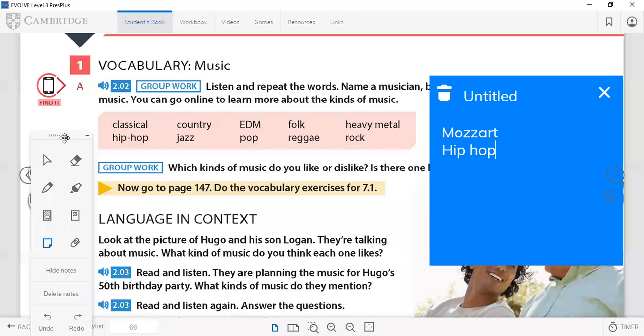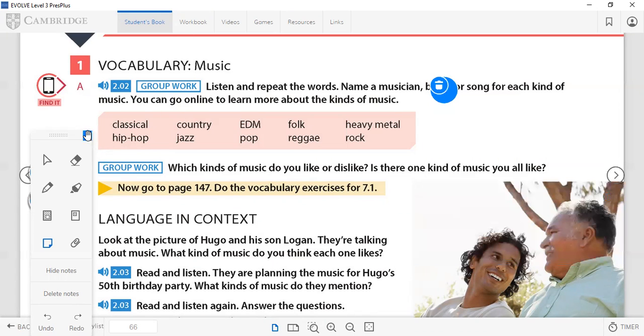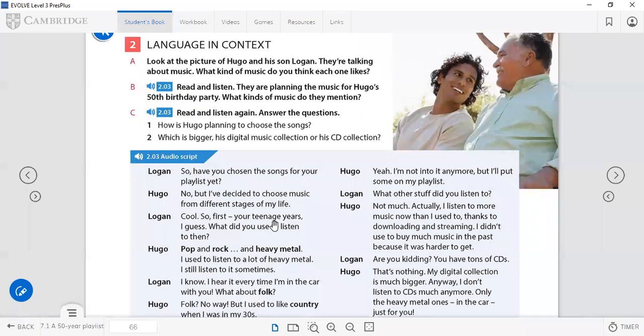Who can be hip hop? Eminem? I don't know. And so on. Okay. Practically, you just have to mention an example. Country, jazz, EDM, pop, folk, reggae, heavy metal, rock, etc. Okay. And in this part, you just have to read and answer questions 1 and 2. That's all. Practically it's the same.